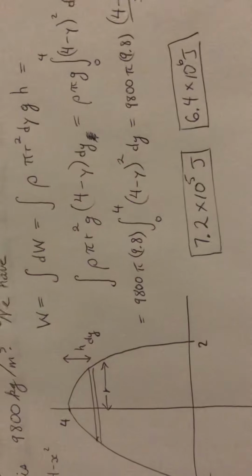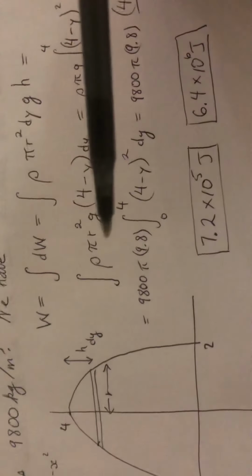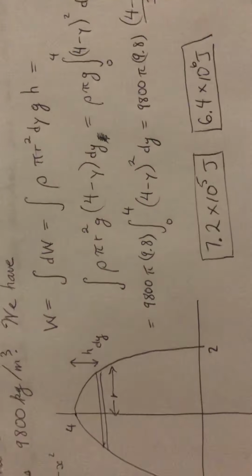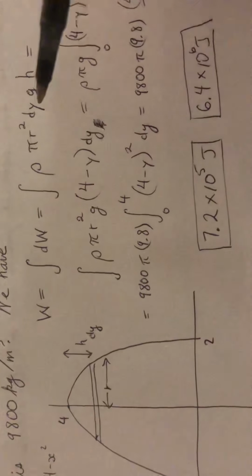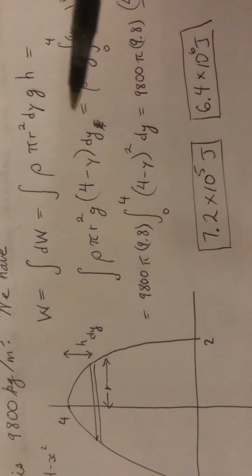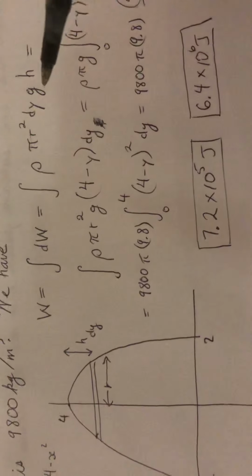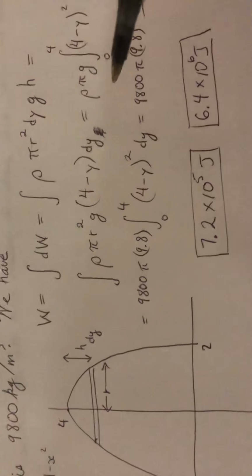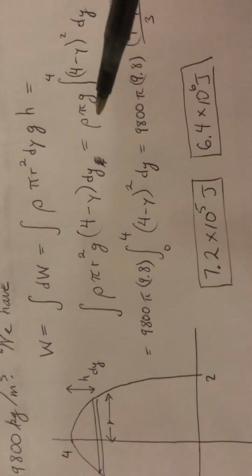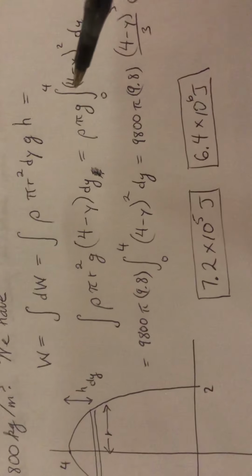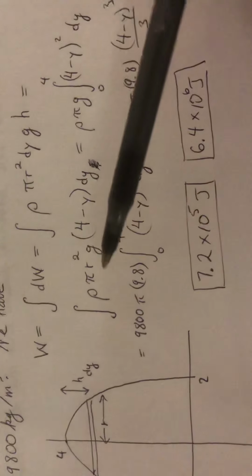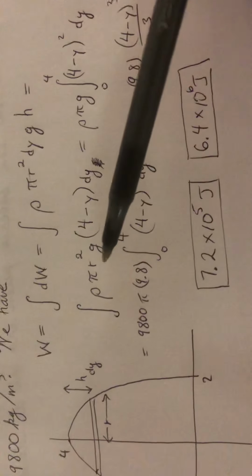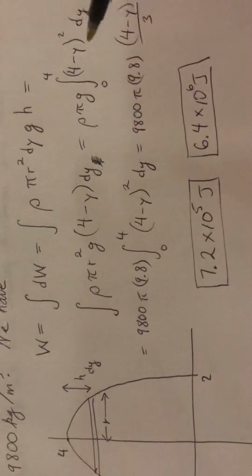What else do I do? This is hard. So the rho pi r squared got copied. All right. The dy got moved over here. The g is here, and the h we said is 4 minus y. Okay. Bring out the constants. So I have rho pi g, the integral from, well, whatever. We have rho pi g r squared.